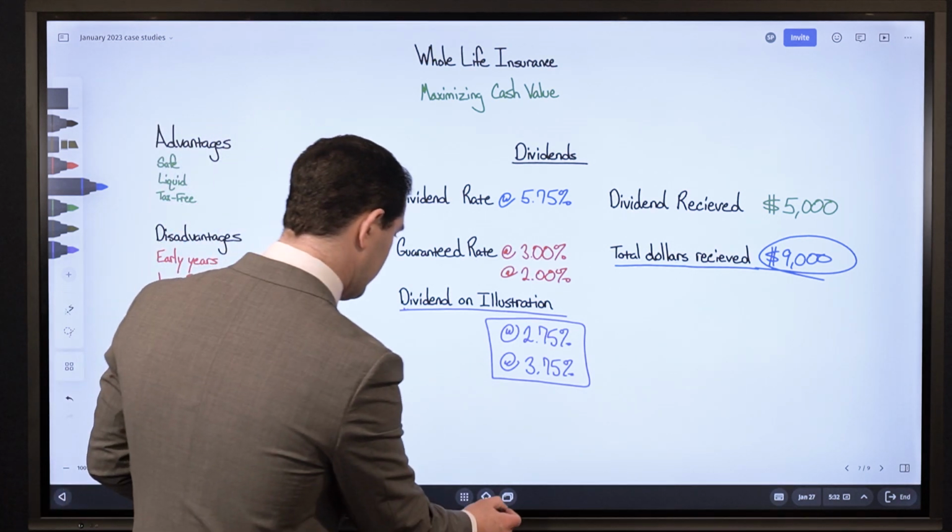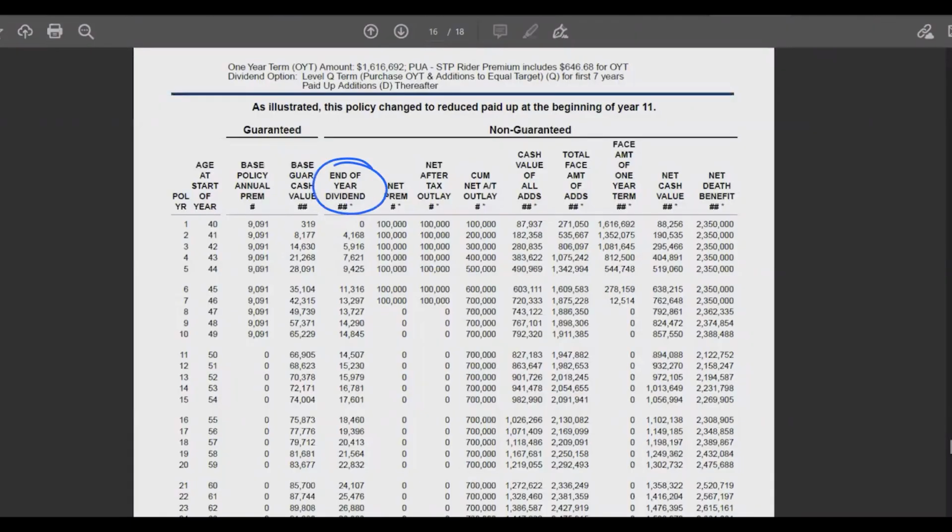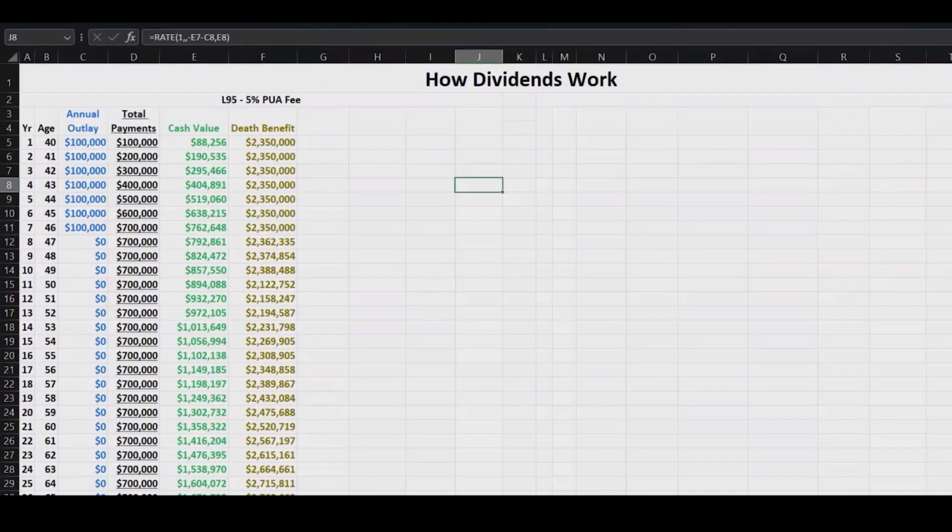Let's demonstrate real quick. Keep your eye on this column, annual dividends. Look at year 10, it's $14,845. Cash value year 10, $857,000, death benefit, $2.388 million. Have those numbers in mind? Okay. What we're going to look at is the same thing. As we look at this, what do you notice on the left? Do the numbers match up?